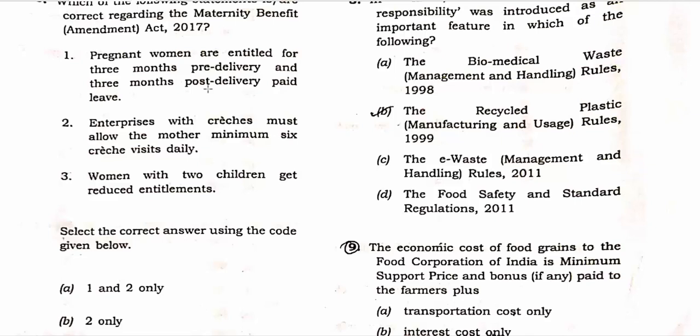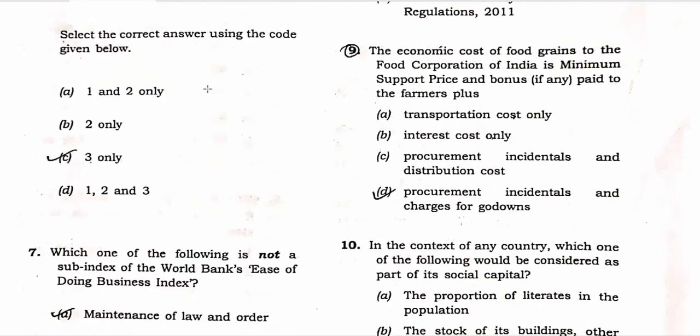They would actually be with respect to 12 weeks, of which not more than 6 weeks shall precede the date of expected delivery. So there was no proper part of it. So the answer is C3 only.